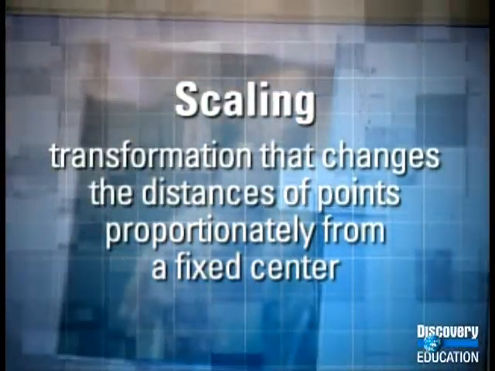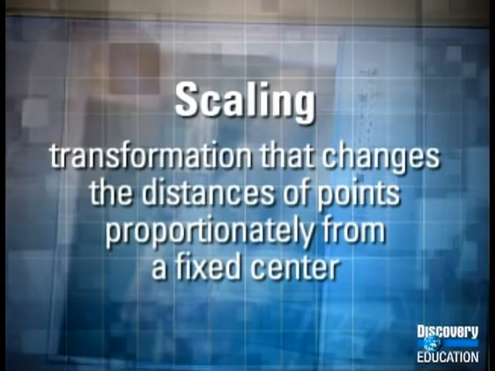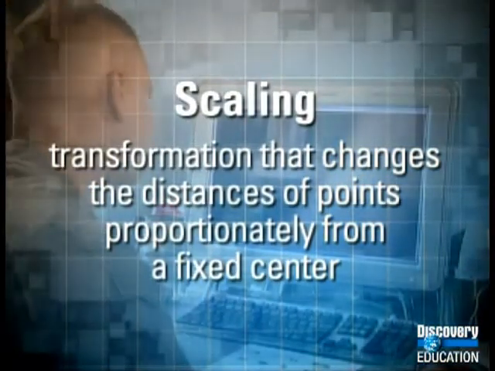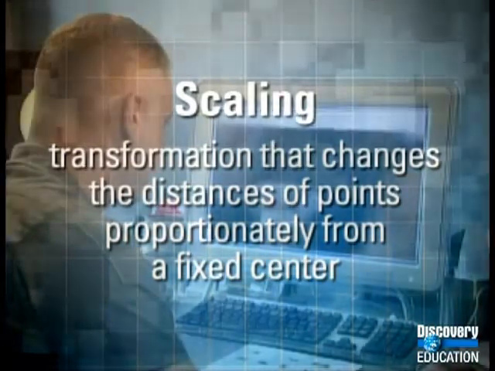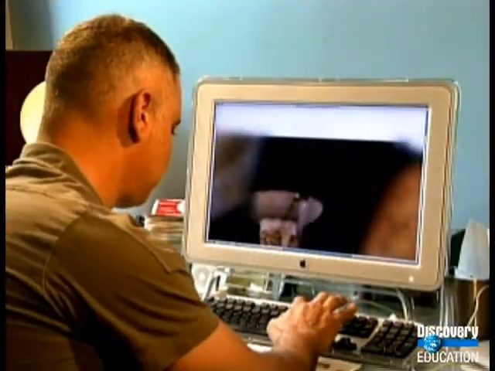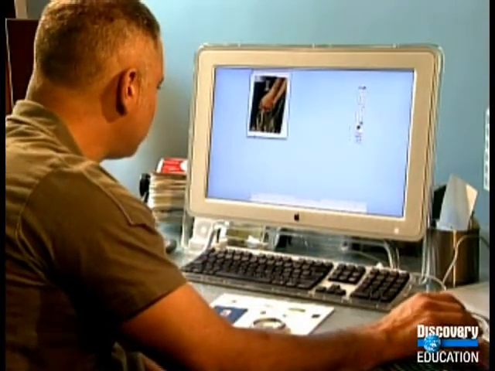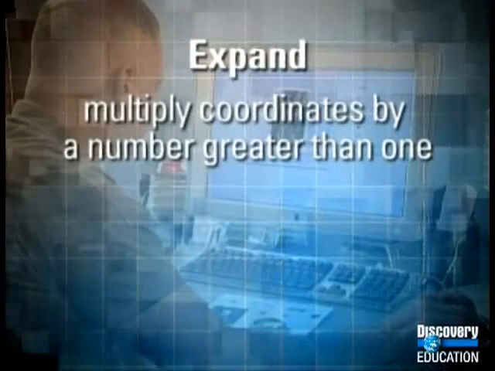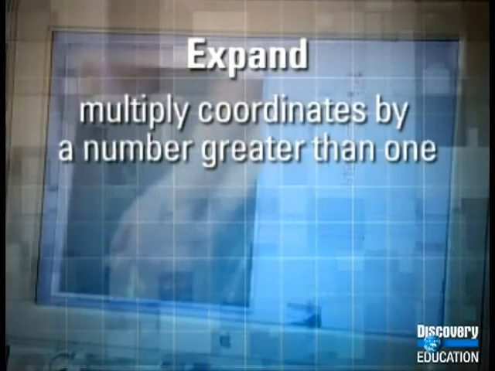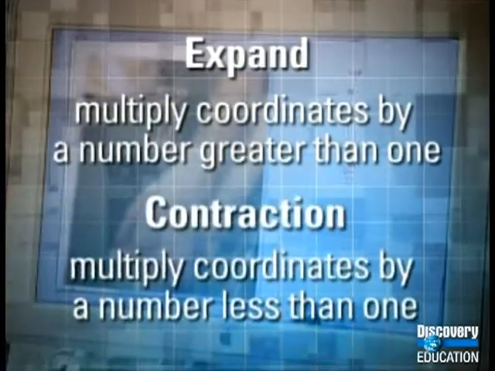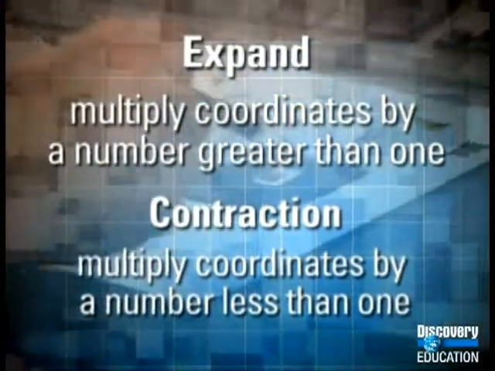If the origin is used as the center, simply multiplying the x and y coordinates of each point by the same number achieves the transformation. Dilation or expansion enlarges an image, and contraction shrinks it, in either case without changing its shape. To expand an image, you can multiply the coordinates by a number greater than 1. To contract it, you can multiply by a number less than 1.